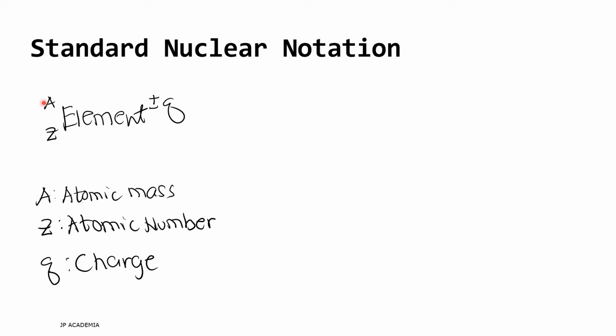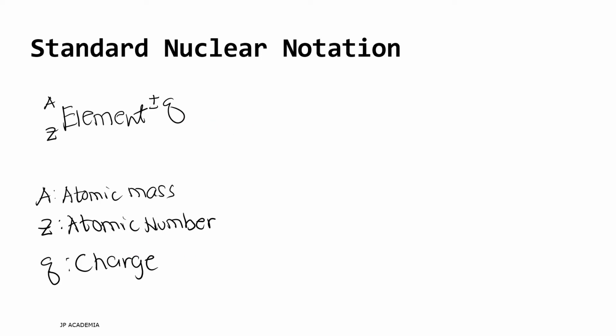Then A, here at the top left part, refers to the atomic mass number or the nucleon number. Next, we have Z, shown at the bottom left part, which refers to the atomic number, or the number of protons. Last, we have Q, which is the charge. It is 0 if it is not an ion.